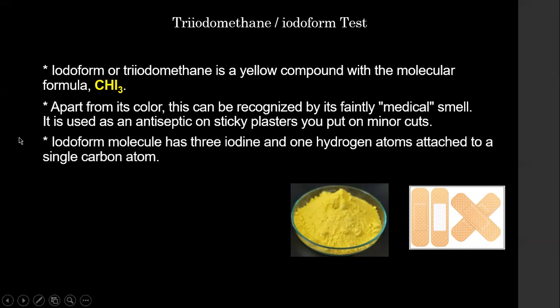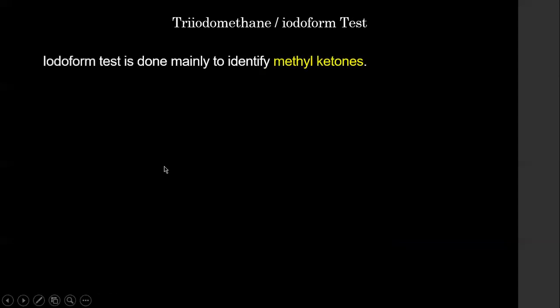If you think about the structure of iodoform, you have 3 iodine atoms and 1 hydrogen atom attached to a single carbon atom in this triiodomethane or iodoform molecule, as you can see here. Now, this iodoform test is mainly carried out to identify methyl ketones.